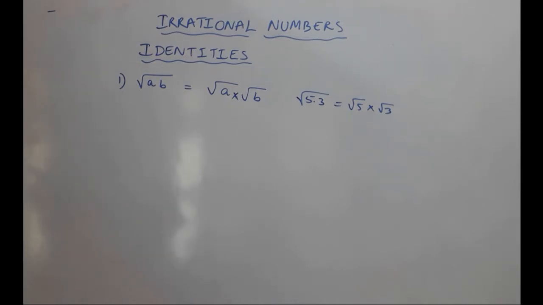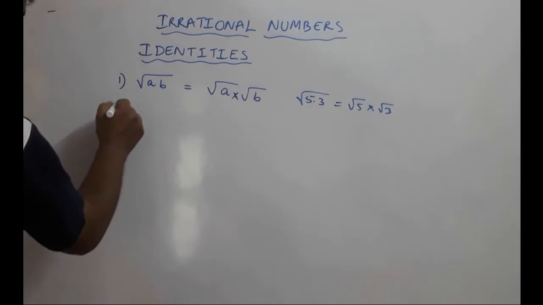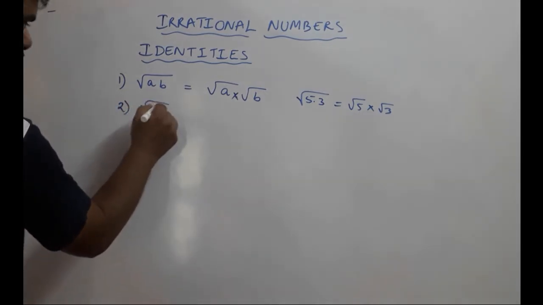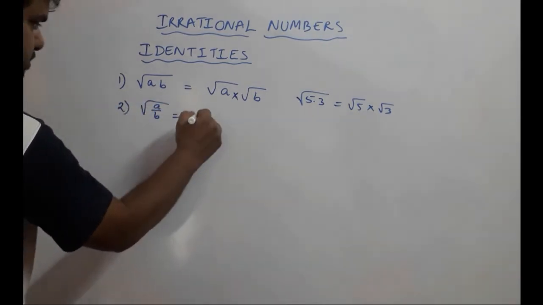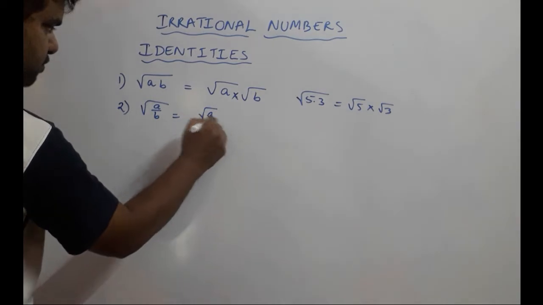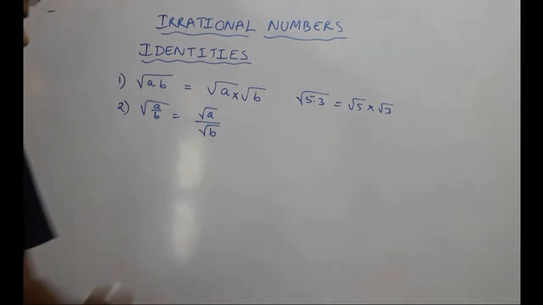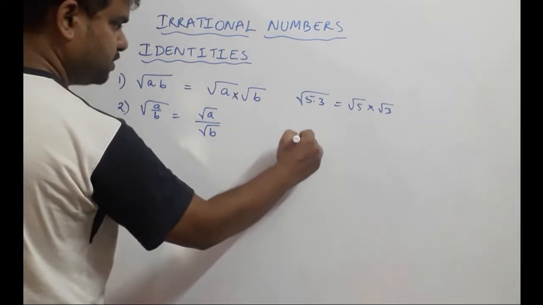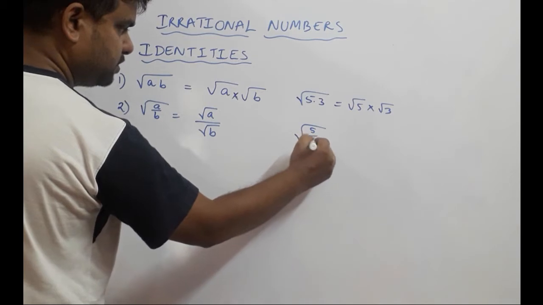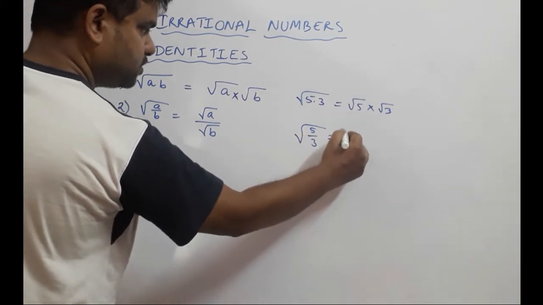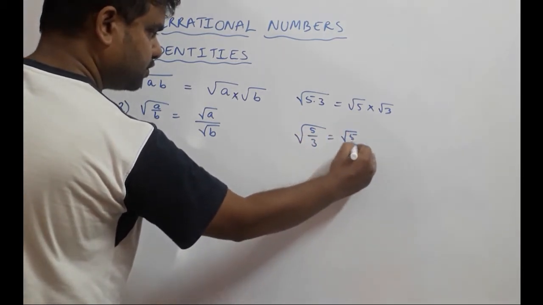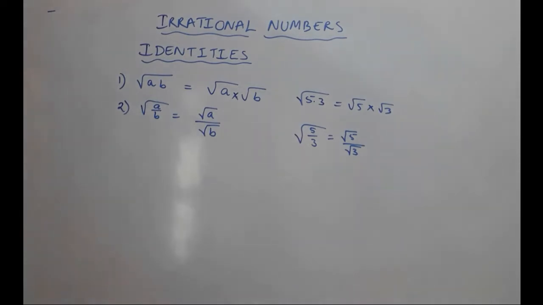We'll take the next one, which says square root of A upon B can be written as square root of A upon square root of B. The example of this would be square root of 5 upon 3, which can be written down as square root of 5 upon square root of 3.